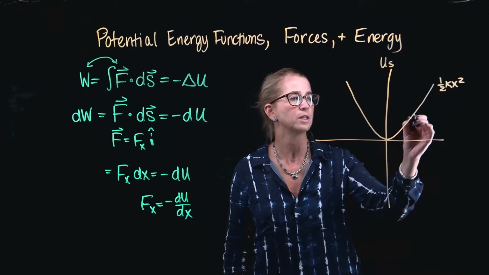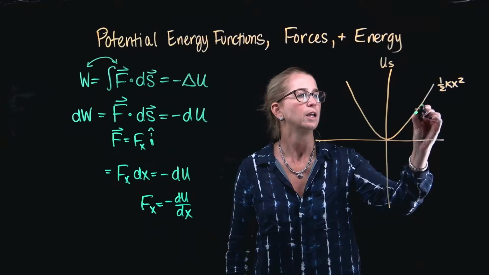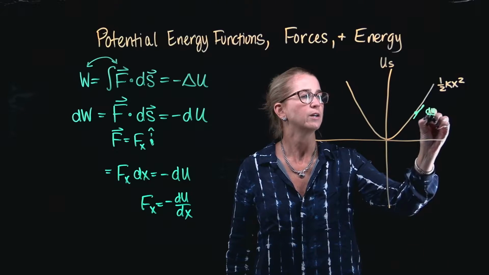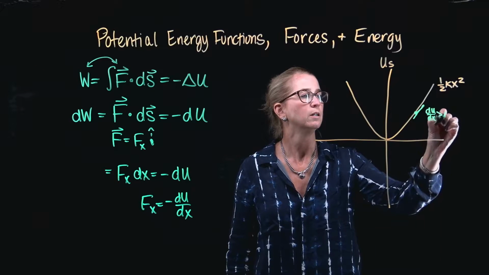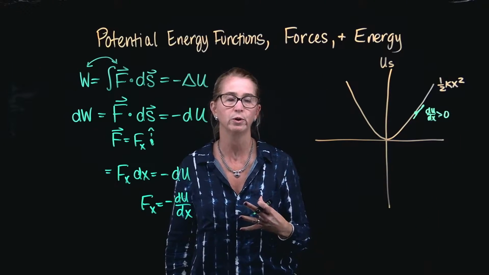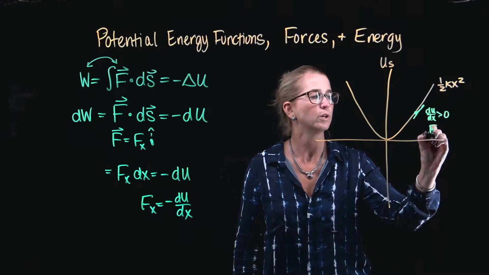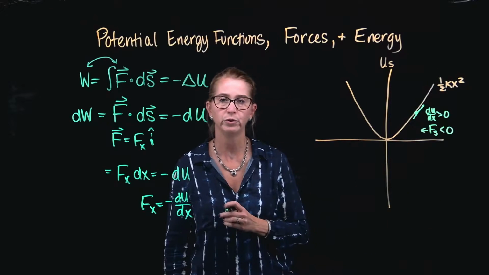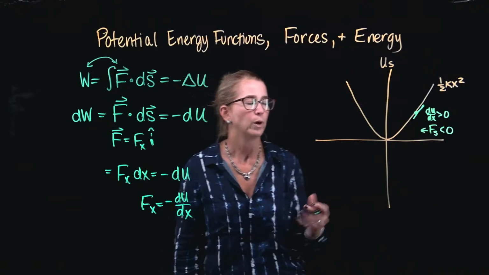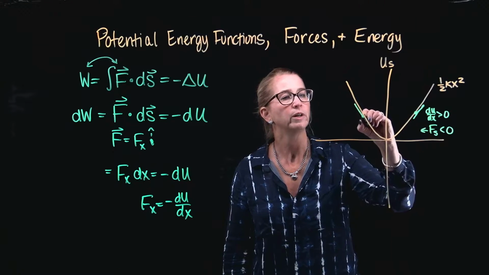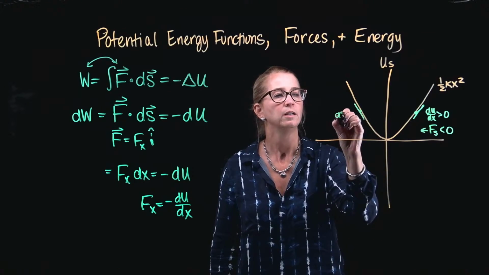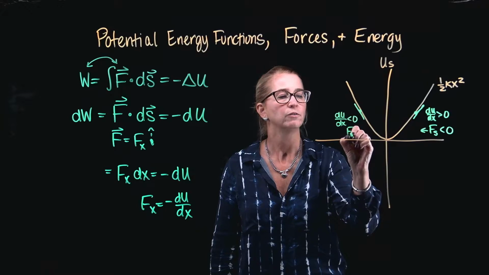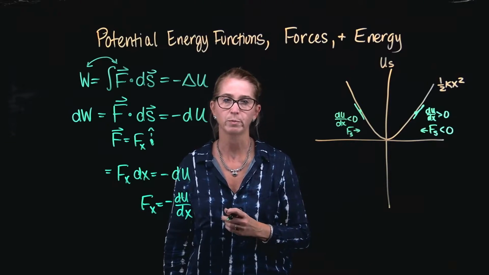So for instance, let's think about a point right here, and if I drew a tangent line, dU/dx would be positive because that has a positive slope. But that actually means that the force of the spring is negative, or directed to the left. Likewise, if I find a point right here and find the tangent line, the derivative here is negative, and the force of the spring is to the right because it's positive.